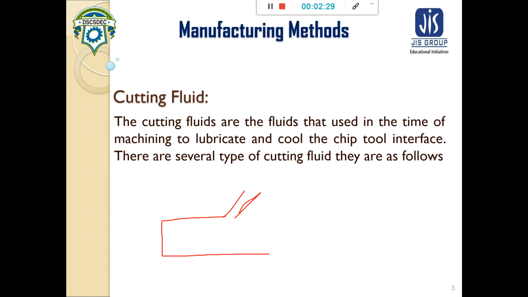If this is your cutting tool, then here the chip will form, and the chip will flow above the rake surface. At this interface, where the chip touches, the chip is in contact with the cutting tool. That position is known as the secondary deformation zone or chip tool interface.